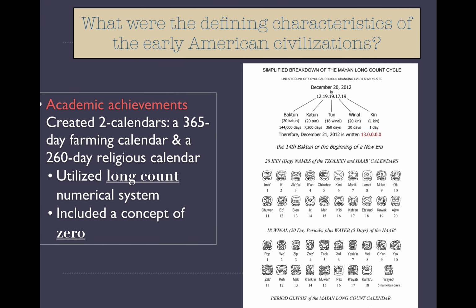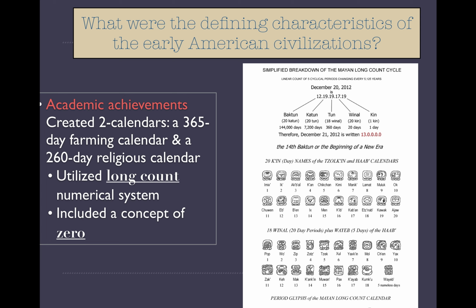Some of the academic achievements of the Maya. They created two calendars. You may have heard of this before. A 365-day farming calendar, which is incredible considering the accuracy of the calendar for the time, and a 260-day religious calendar. They did so using a long count or numerical system that's in base 20, so it's a little bit unusual. This calendar has a lot of myths about it.